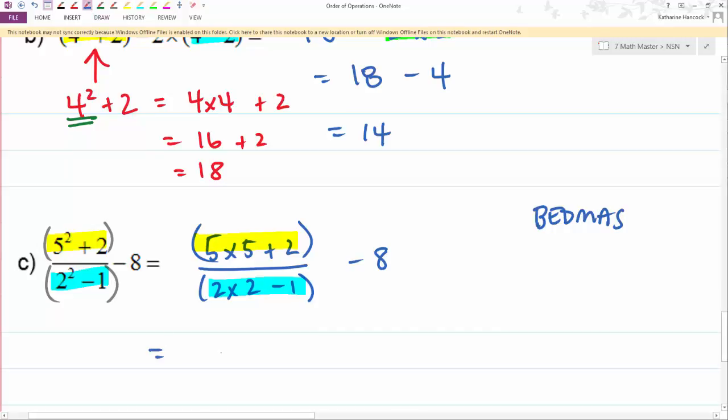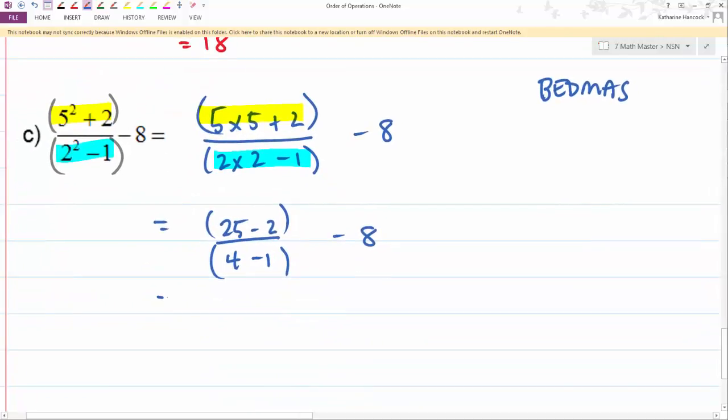So up top, I've got to do the multiplying first. 5 times 5 is 25. Take away 2. 2 times 2 is 4 minus 1. I can already tell this is going to be a yucky fraction question. So 25 take away 2 is, oh, plus 2. I made a mistake. That's not so bad then. 25 plus 2 is 27. 4 take away 1 is 3. And let's keep track. We have the up tops, we have the down belows, and we're still subtracting 8 when we're done.